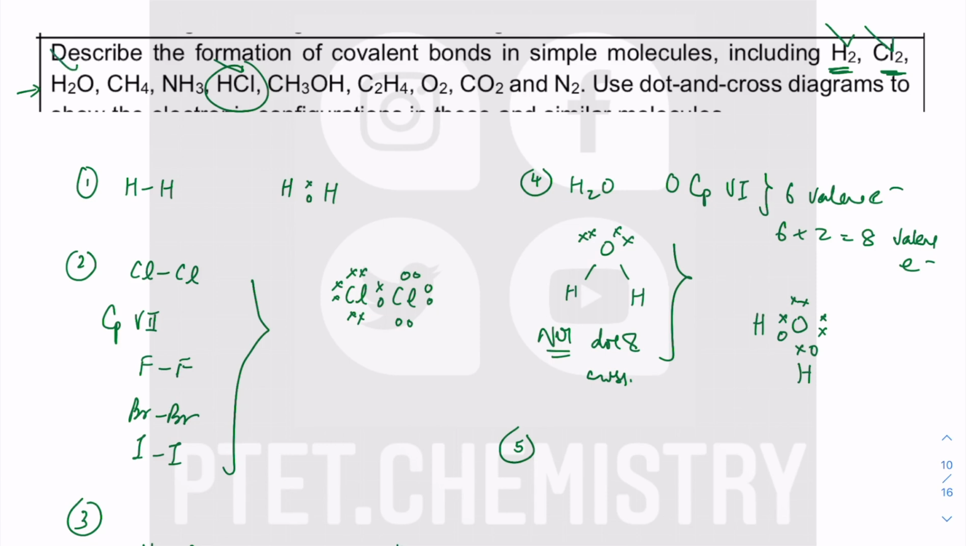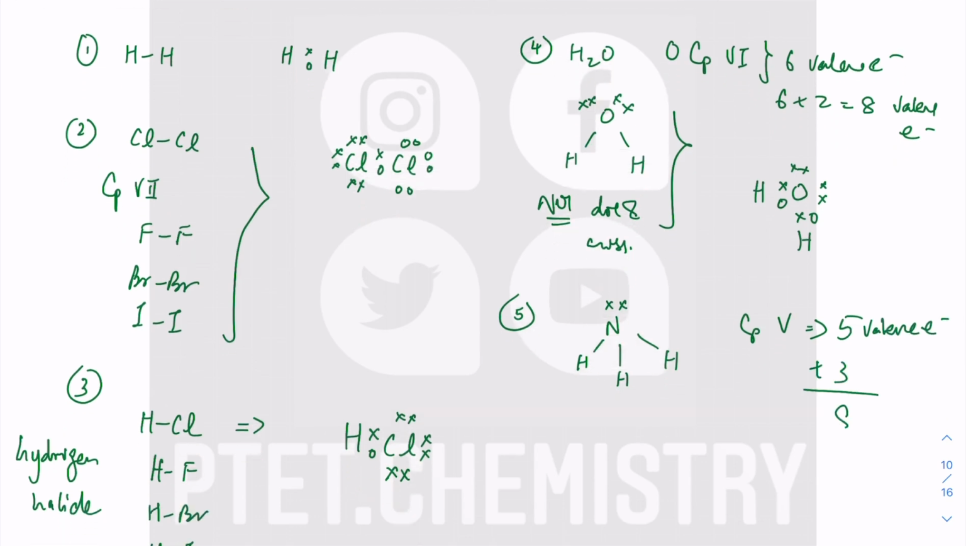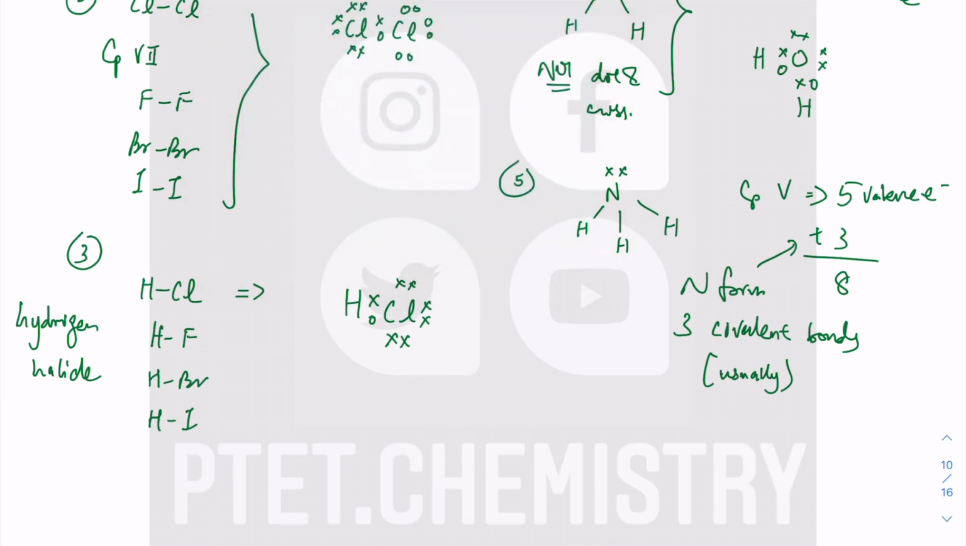Then there's CH4 and NH3. Perhaps I go to NH3 first. NH3, nitrogen is in group 15, 5 plus 3, therefore 8 electrons in the outer shell. Nitrogen group 5. Group 15 is what the A-level students would use. But anyway, we use the Roman numerals. So 5 plus 3 gives you 8. Therefore, nitrogen forms 3 covalent bonds. I would say usually, because we'll talk about another scenario in another topic at another time.